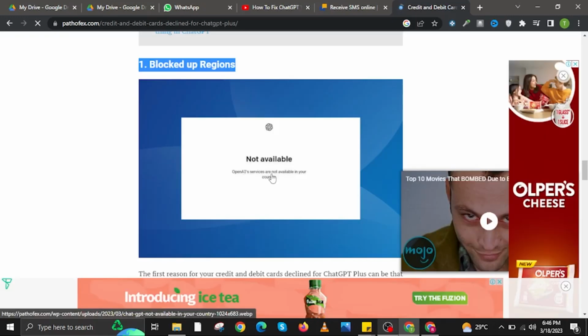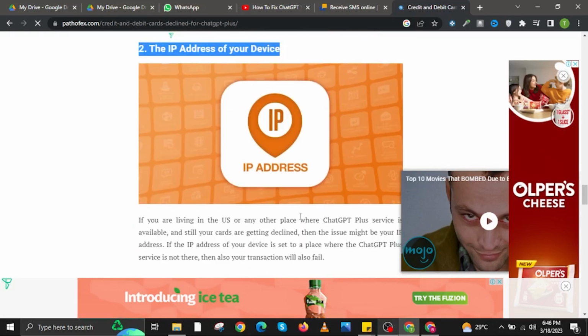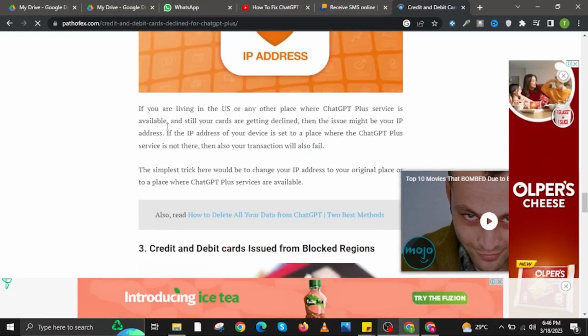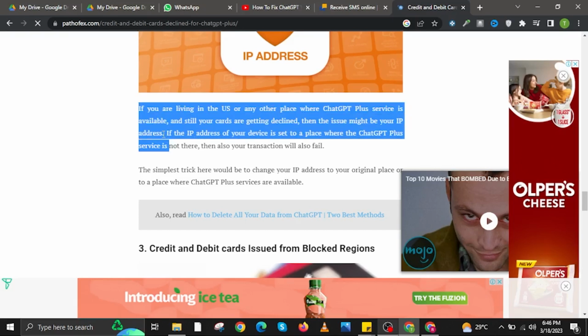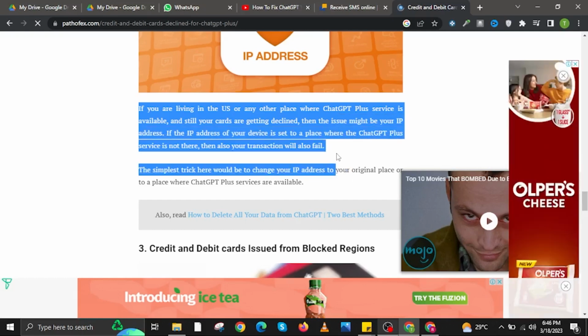Now these are the following reasons. Number 1 is blocked regions. Number 2, the IP address of your device. Now, if you are living in the US or any other place where ChatGPT Plus service is available and still your cards are getting declined, then the issue might be your IP address. If the IP address of your device is set to a place where the ChatGPT Plus service is not there, then your transaction will also fail. The simplest trick here would be to change your IP address to your original place or to a place where ChatGPT Plus services are available.